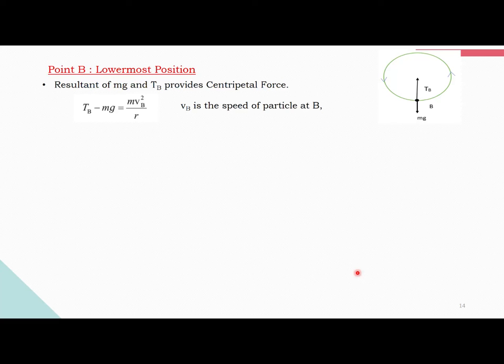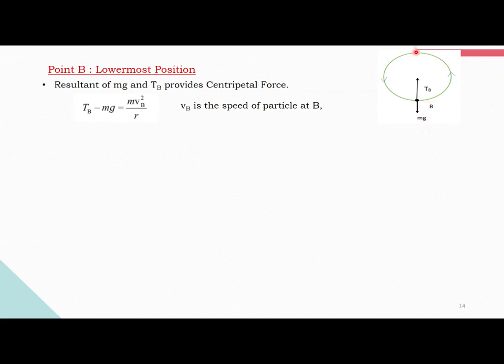For the lowermost position or point B, the resultant of mg and Tb provides the centripetal force. Therefore, Tb minus mg is equal to mVb square upon r. Vb is the speed of the particle at B. Now, while coming down from A, the uppermost point, to B, the lowermost point, the displacement is equal to twice r.